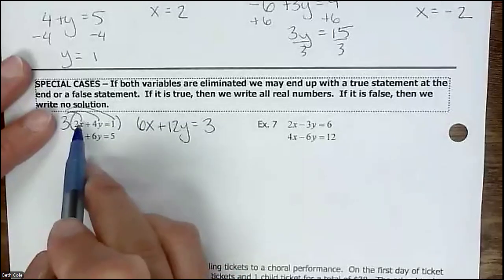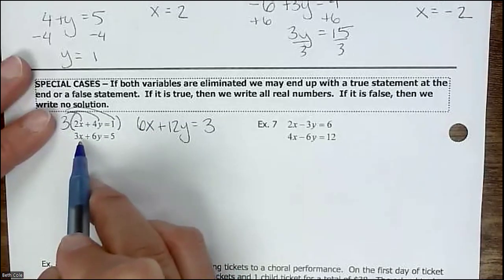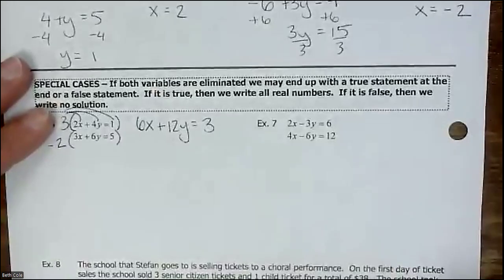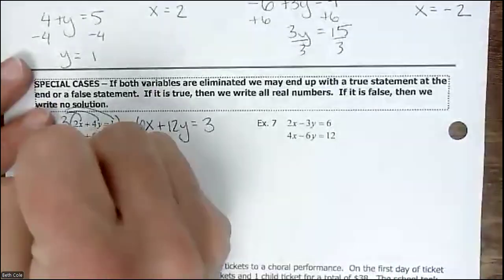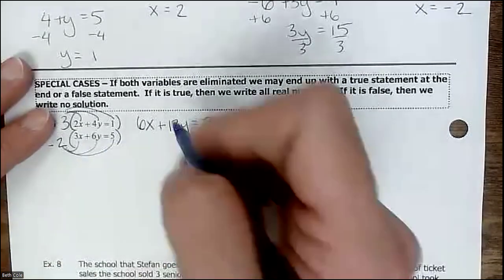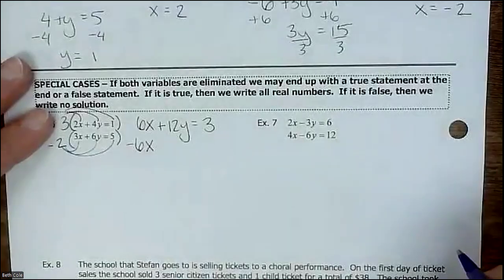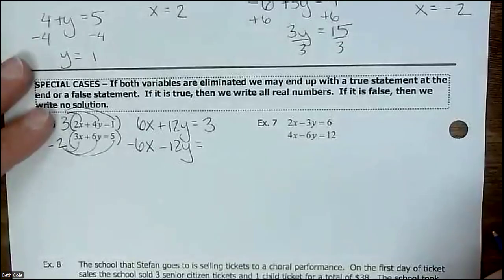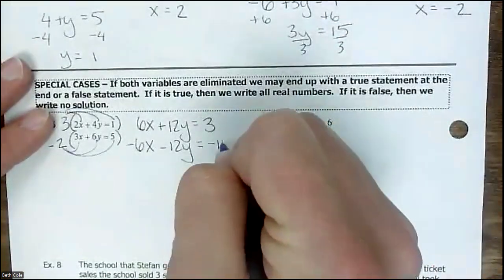Now, if this is 6x, we want this one to be negative 6x. So you would multiply by a negative 2. Again, you have to come up with that. That's the one thing that's kind of hard. You have to come up with that, but you just want them to cancel out. So that'll be negative 6x minus 12y equals negative 2 times 5, negative 10.